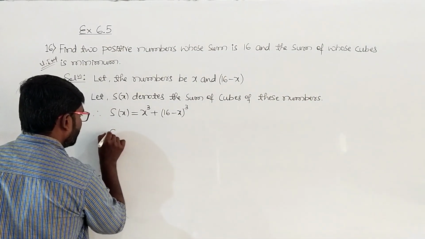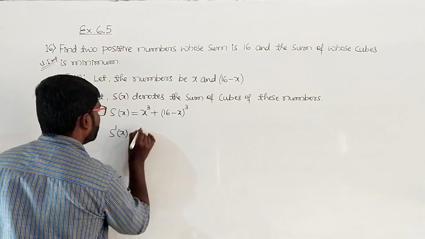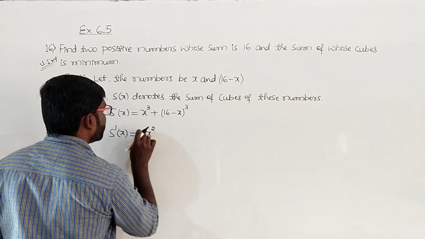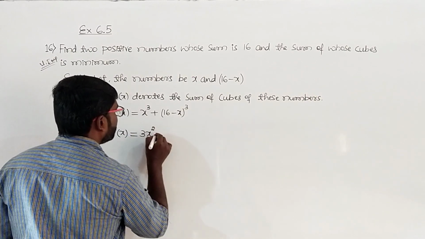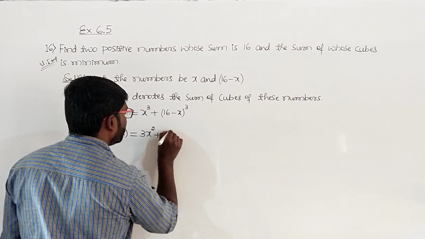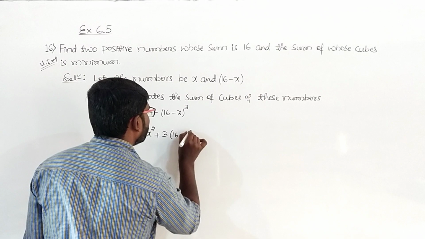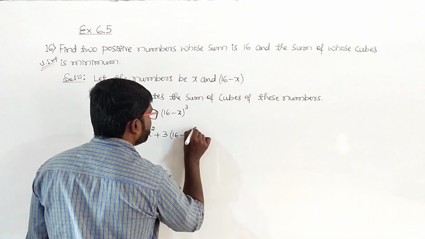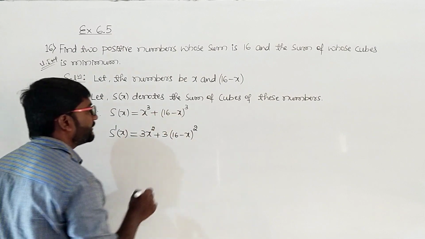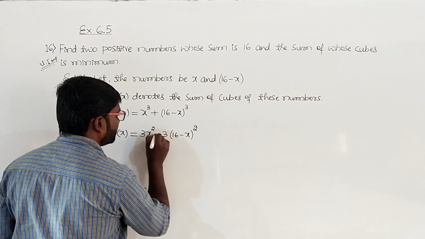Here s dash of x equals 3x square, plus, this is in the form of x to the power n, so it is n into x to the power n minus 1: 16 minus x whole raised to 3 minus 1, which is 2, and then the derivative of the inside function gives minus 1. So that minus I will be multiplying here, minus into plus, it is minus.